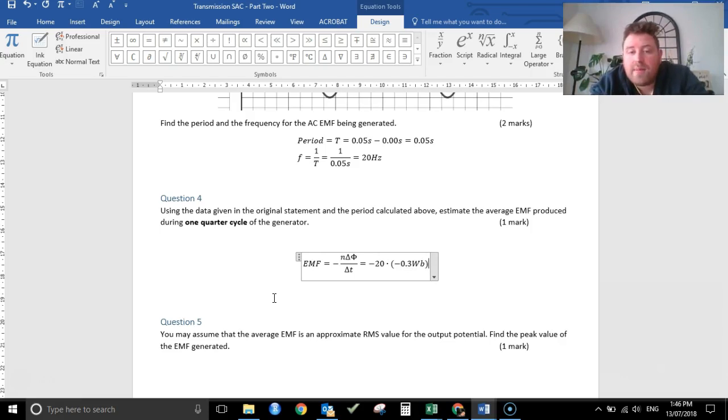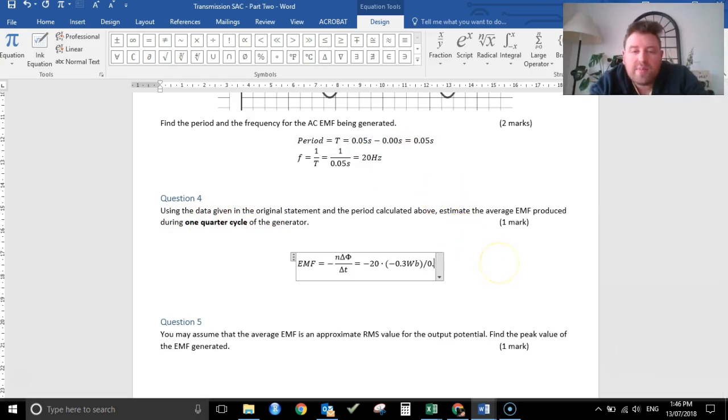Right, that 20 doesn't have any units on it because it's just a number of turns. You could write 20 turns and then you could call this 0.3 Webers per turn, but then the turns would cancel out. Right, and then lastly we're going to divide by, well, it's not going to be a full period because we're only talking about a quarter cycle. So it's going to be this number here divided by 4.